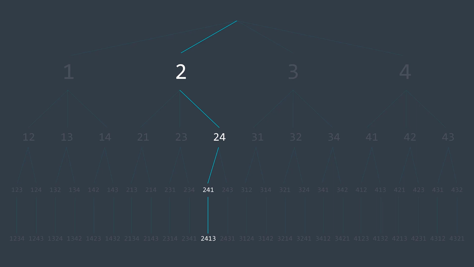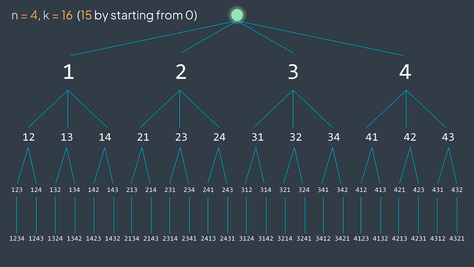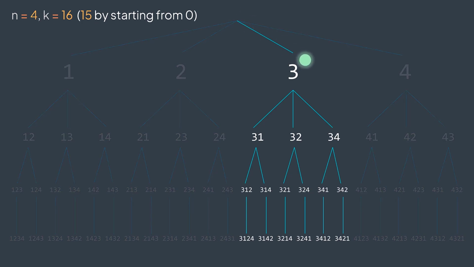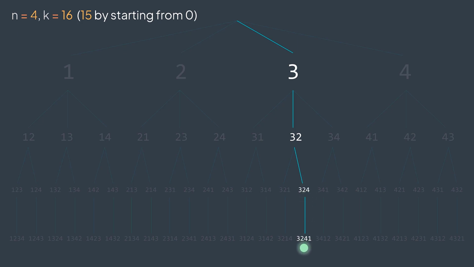But in our problem, we want to find the kth one. The way we solve this problem is by using math to calculate what branch we should go from to reach the combination we're searching for.